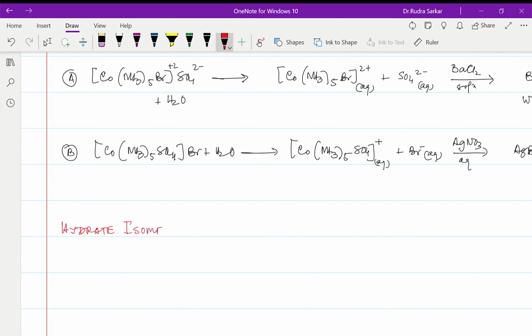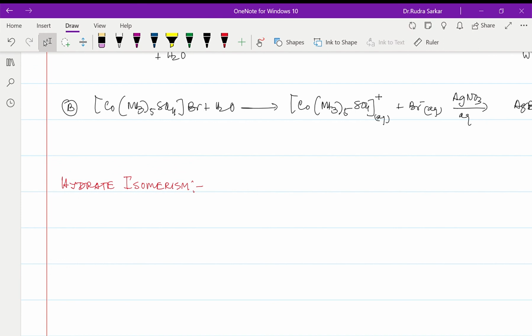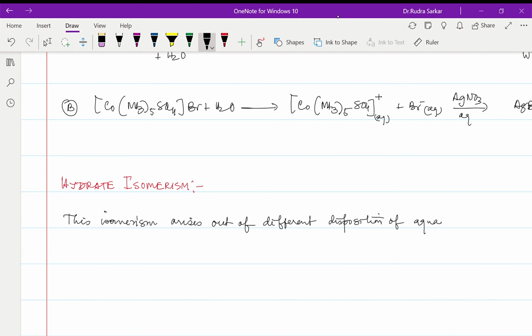Next is hydrate isomerism. Whenever I say hydrate isomerism, that means it has to do something with water. This isomerism arises out of different disposition, placement of water molecules, that means aqua molecules, inside and outside the first sphere of coordination.